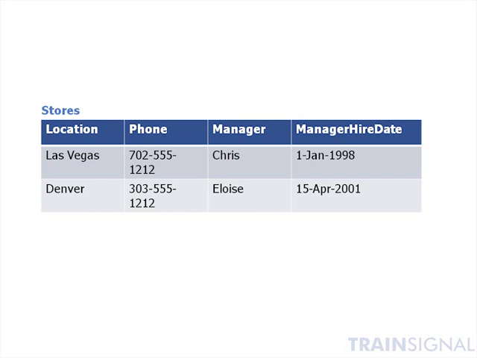Each store has a phone number. Each store has a manager. And each manager has a hire date. And this does not meet third normal form because the manager hire date is actually dependent upon the manager. And that manager is and always will have been hired on that particular date.